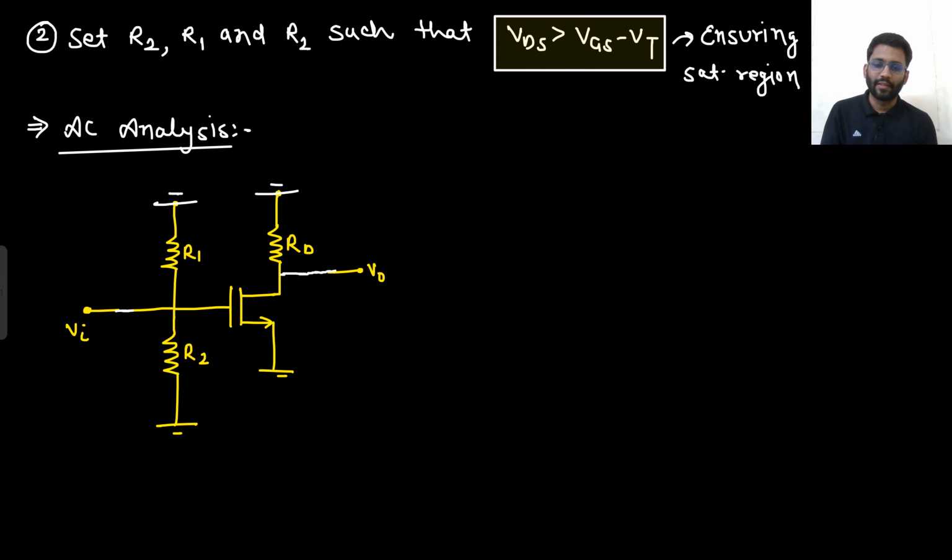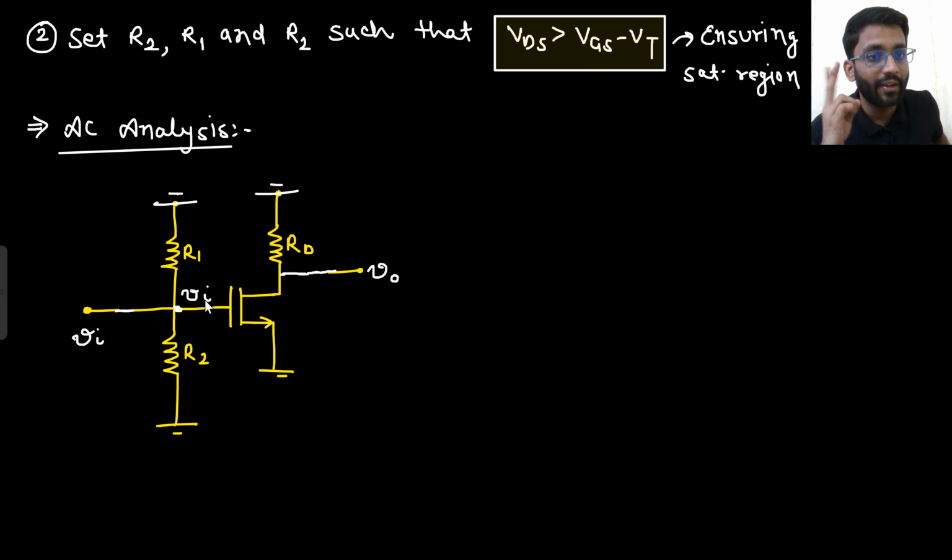Now what will happen? Oh, and this is not V in. This is your small signal V in. Everything is small signal V in, and this is your small signal output. So this V in will directly come here. In case of small signal analysis, there is no use of R1 and R2. R1 and R2 are connected only to make sure that your large signal VGS is greater than VT and your VDS is greater than VGS minus VT.